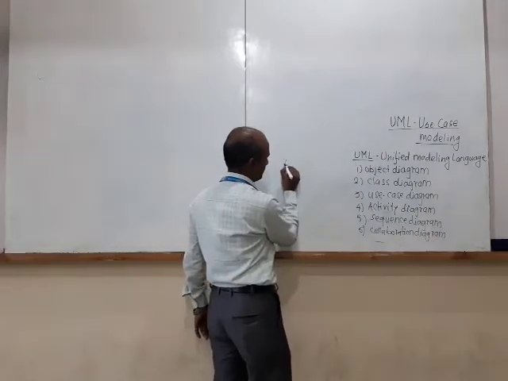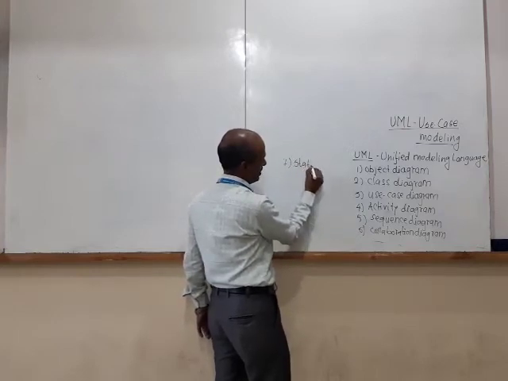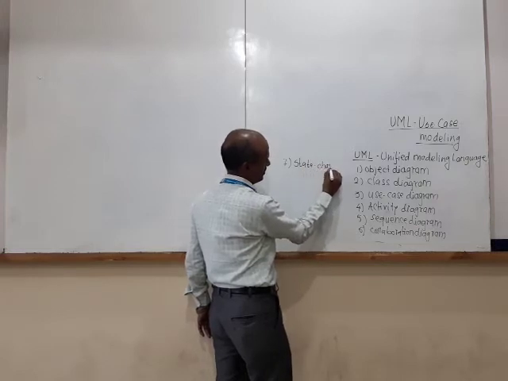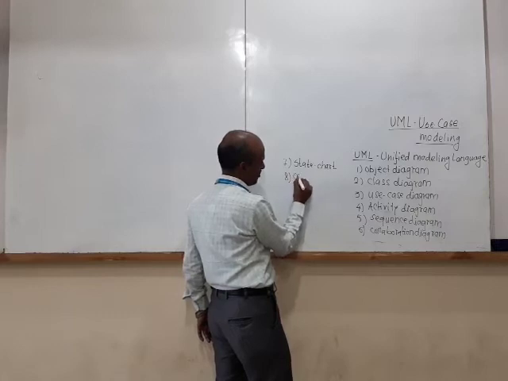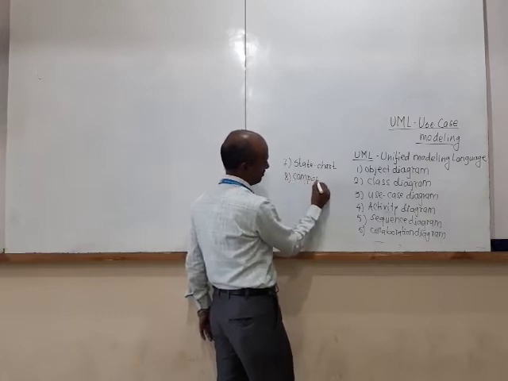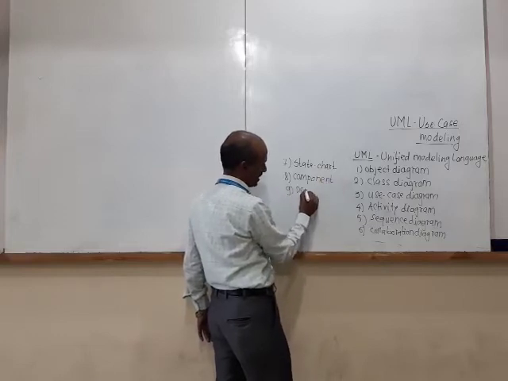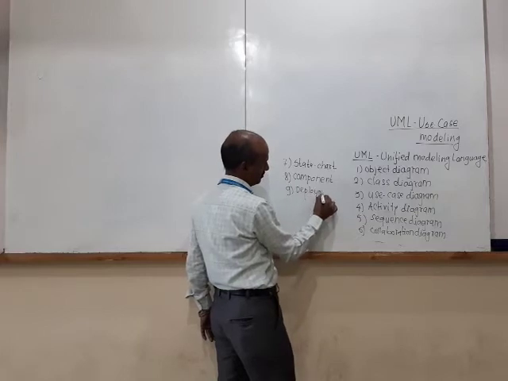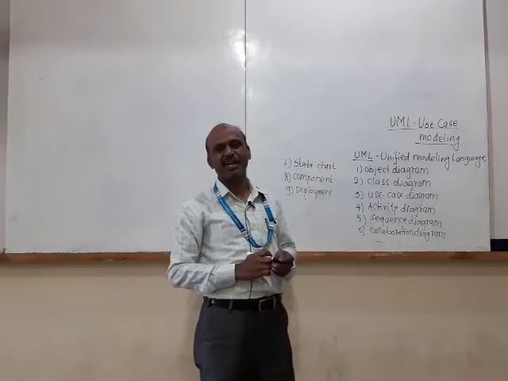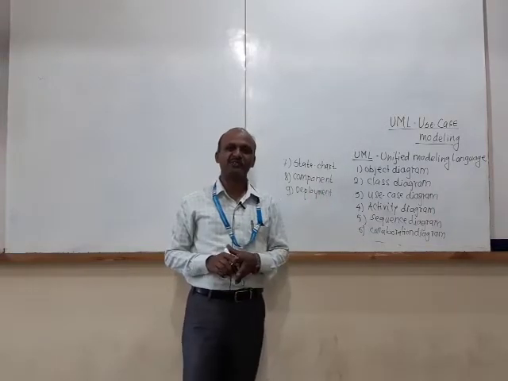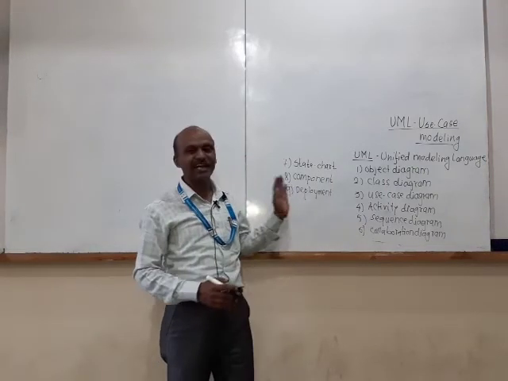number 7, state chart diagram or state chart model; number 8, component diagram; number 9 is a deployment diagram. So these are the basic UML diagrams. Again, there are 4 or 5 other diagrams, but these 9 are the basic UML diagrams to model any software project.